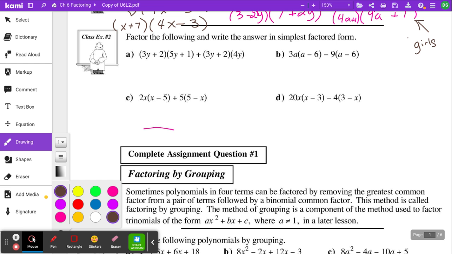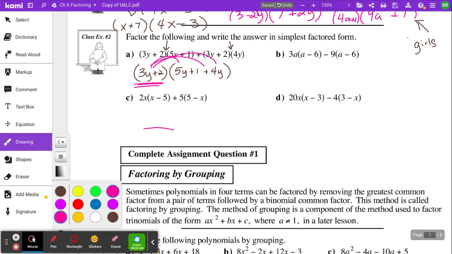What do you notice that is in common? 3y plus 2. We're going to rip it out. It was multiplied right here. So I have to keep multiplying it. It was multiplied by 5y plus 1. And then it was also multiplied right here. So I need to put plus 4y's in here. Now that 3y plus 2, right here, will get multiplied by those things and the 4y. Do you see it?